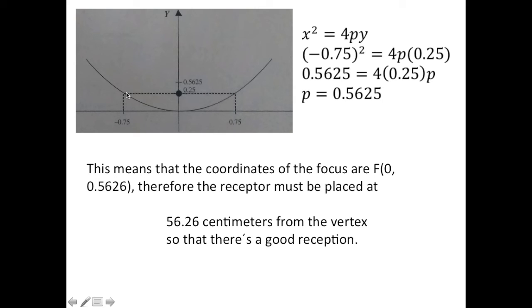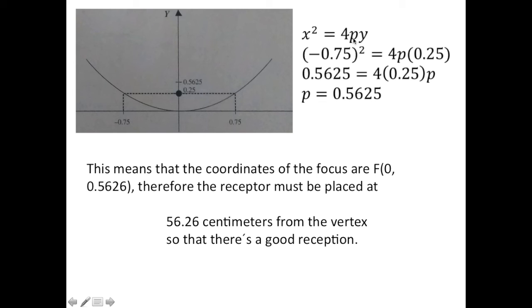How do I know that, guys? Because it says that the diameter is 1.5 meters. So if the diameter is 1.5 meters, and I know that a parabola is symmetrical, then I know that from here to here, it has to be 0.75, and from here to here, it has to be 0.75. Now, notice that this 0.25, guys, is not the focus, okay? That's just the depth of the parabola, all right? So I have 2 points, negative 0.75, comma 0.25, and positive 0.75, comma 0.25, okay?